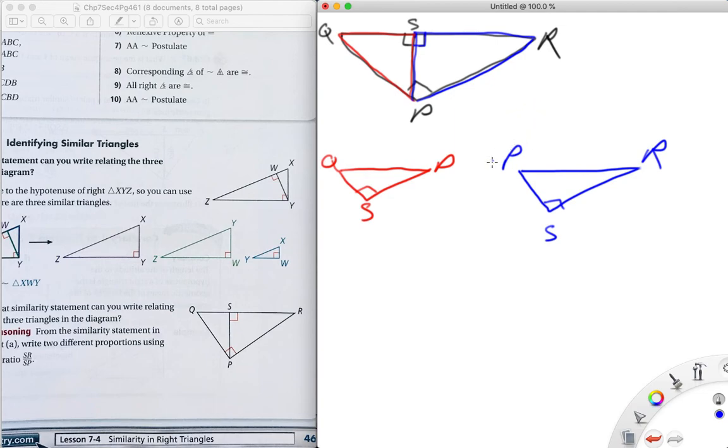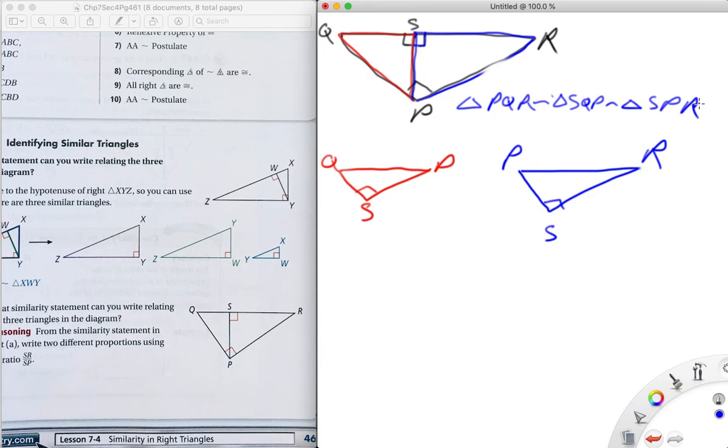So I can say that triangle, let's go for the 90 degrees, P, Q, R. This is the shorter side. So P, shorter side, longer side. So PQR is similar to SQP, which is similar to triangle PQR, similar to triangle SQP, which is similar to triangle SPR.